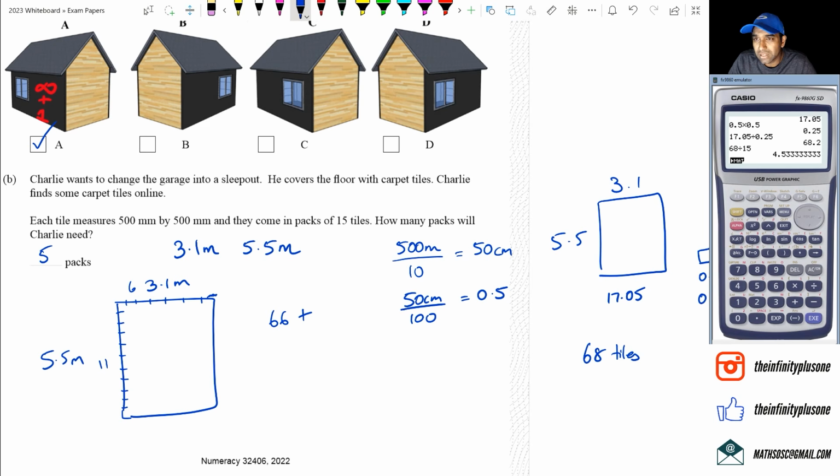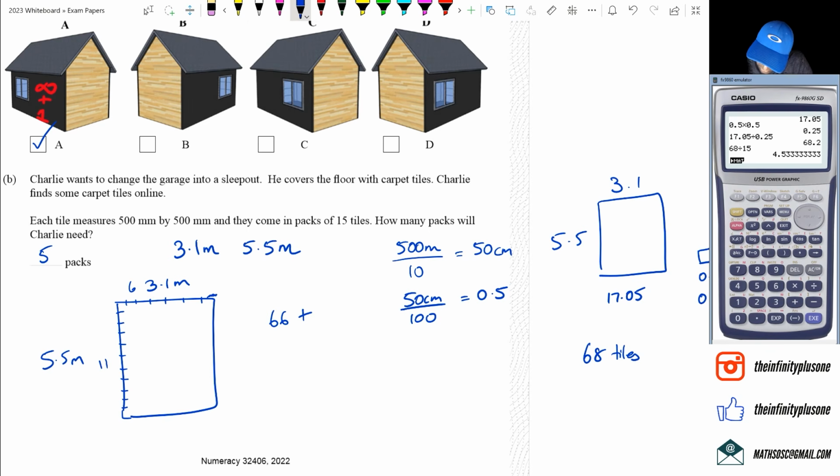Now, interestingly enough, the answer schedule actually asks for 6 packs ideally, though 5 packs accepted. Now, I'm not sure why they go with 6 packs, unless I've done a mistake here somewhere, which I hope is not possible. Let's have a look. I'm just going to pause and just check my working out guide.